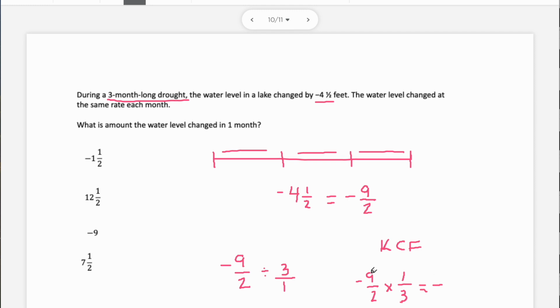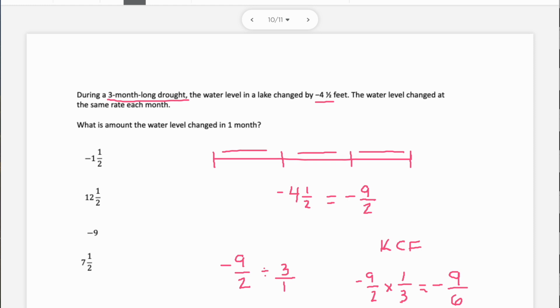And then we have 9 times 1 on the top, that's 9. And we have 2 times 3, which is 6 on the bottom. So we have -9/6. Take a look over here. I don't see that over there, but I do see a lot of mixed numbers. And I know I can change an improper fraction to a mixed number by dividing, right? So we're going to divide 9 into 6.